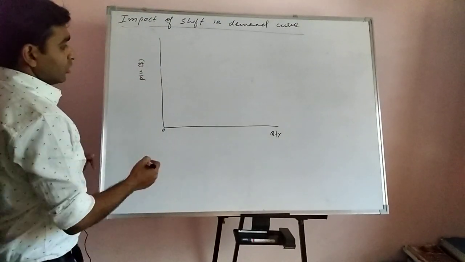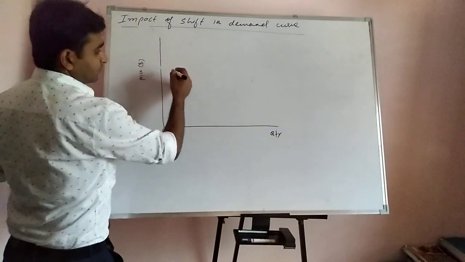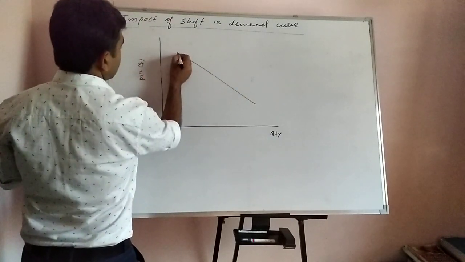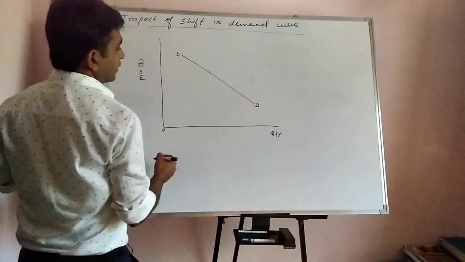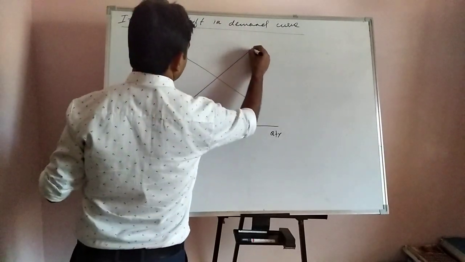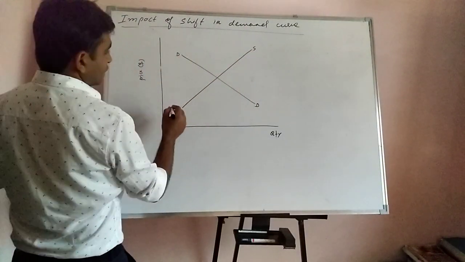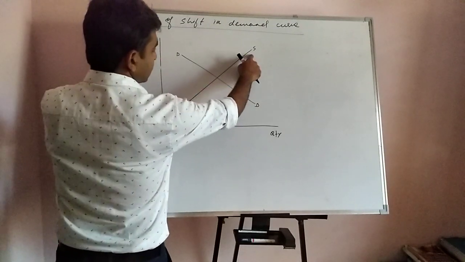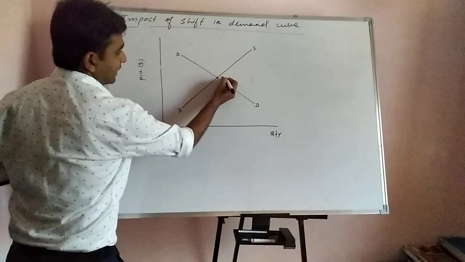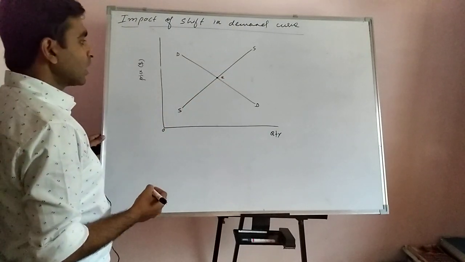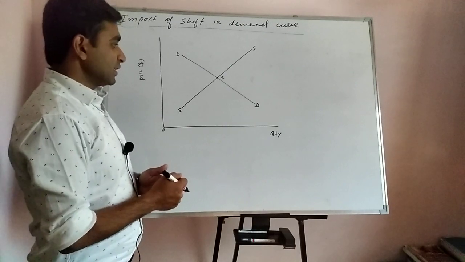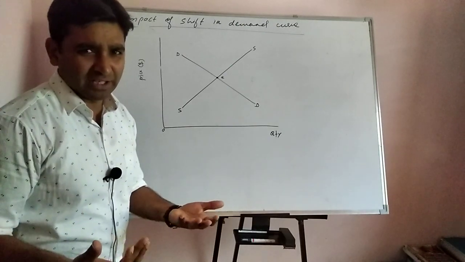Fine. We'll draw a normal demand curve, and a normal supply curve. This demand curve and this supply curve intersect each other at a point, say E, that is the equilibrium point. Now here there are many students facing a silly mistake.